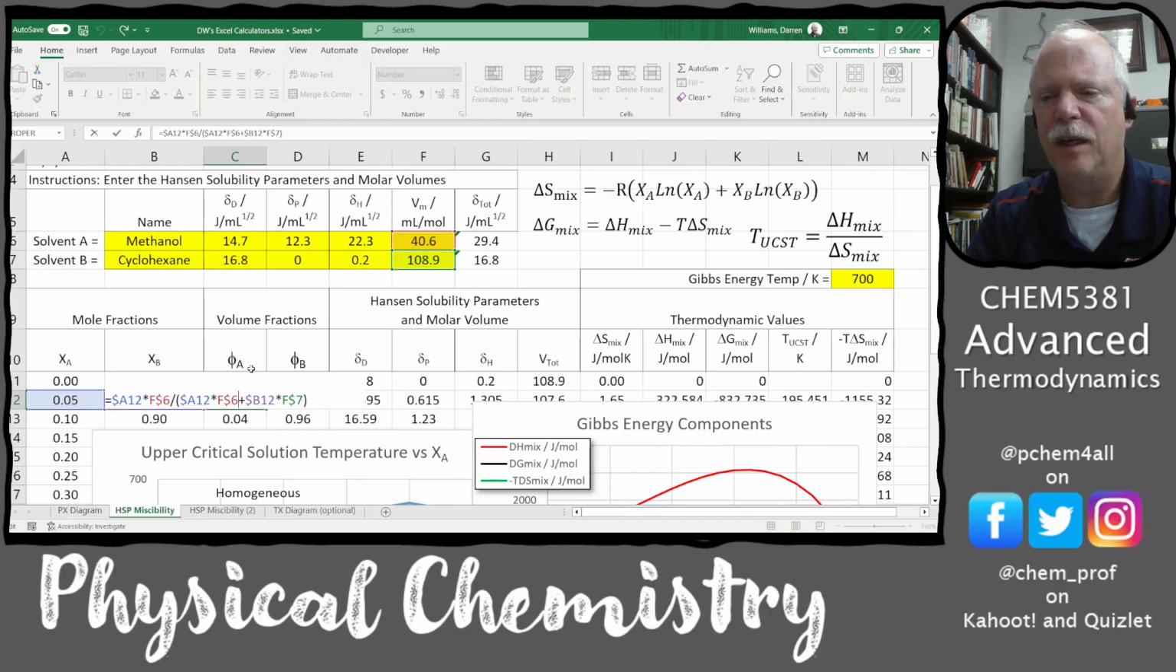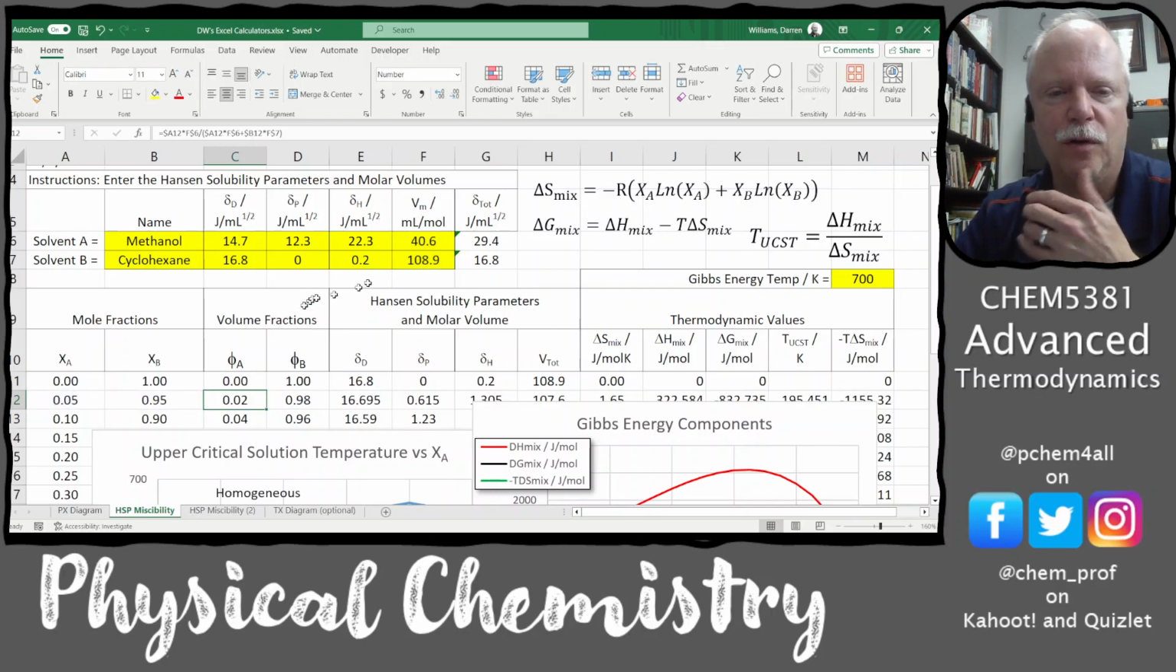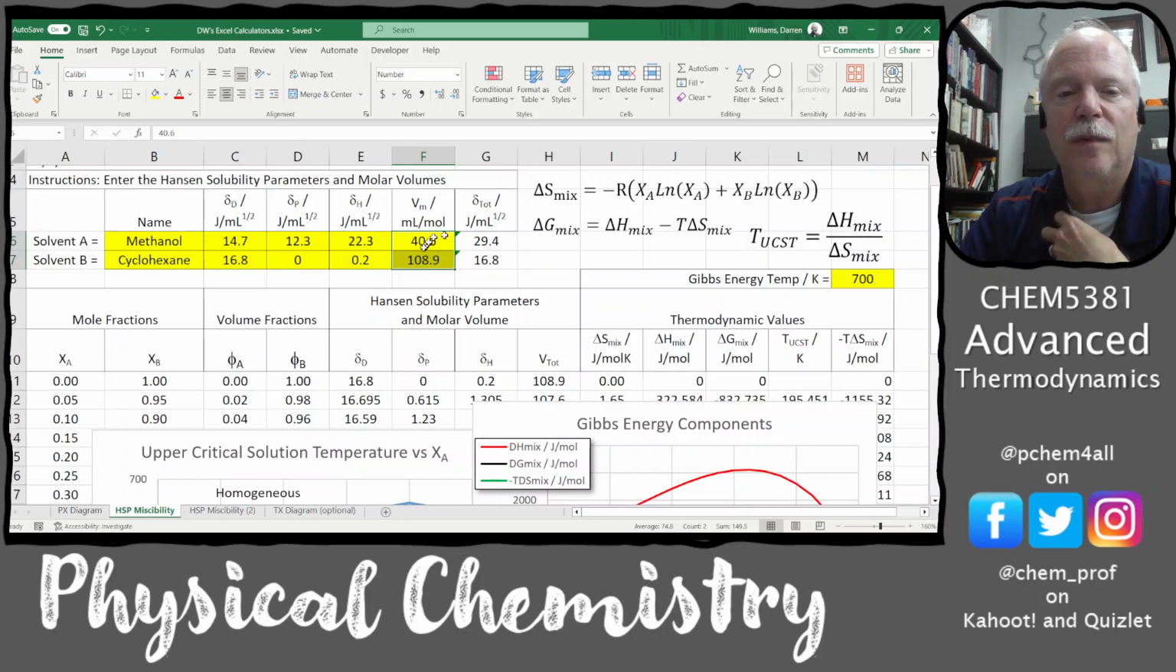And is it really that big of a deal? Well, it is if you have dramatically different molar volumes. So in this particular mixture, it's a pretty big deal. Methanol has a molar volume of 40 mils per mole, and cyclohexane is much more than that. It's much more than double that.